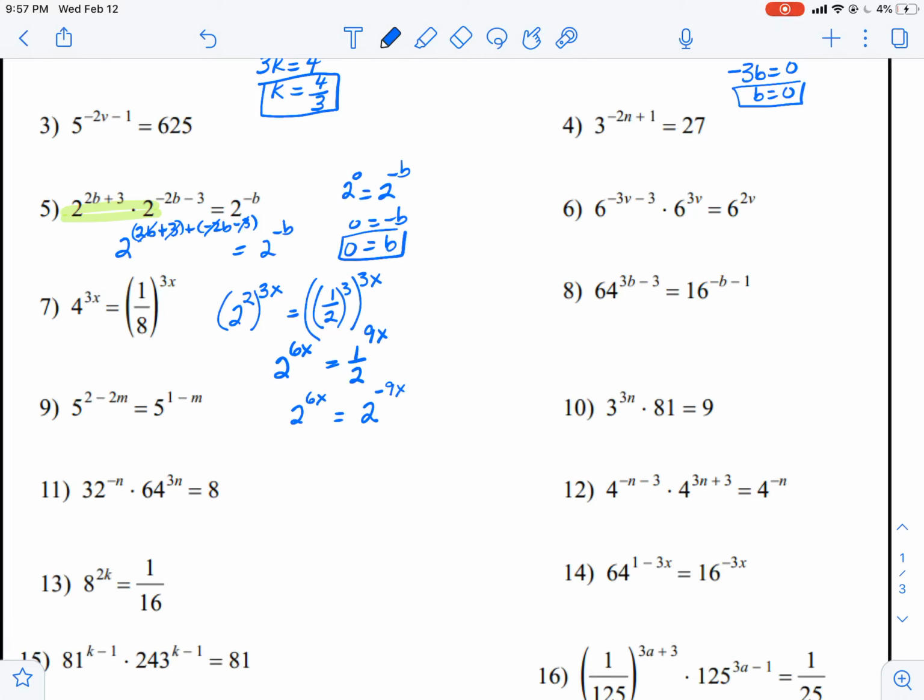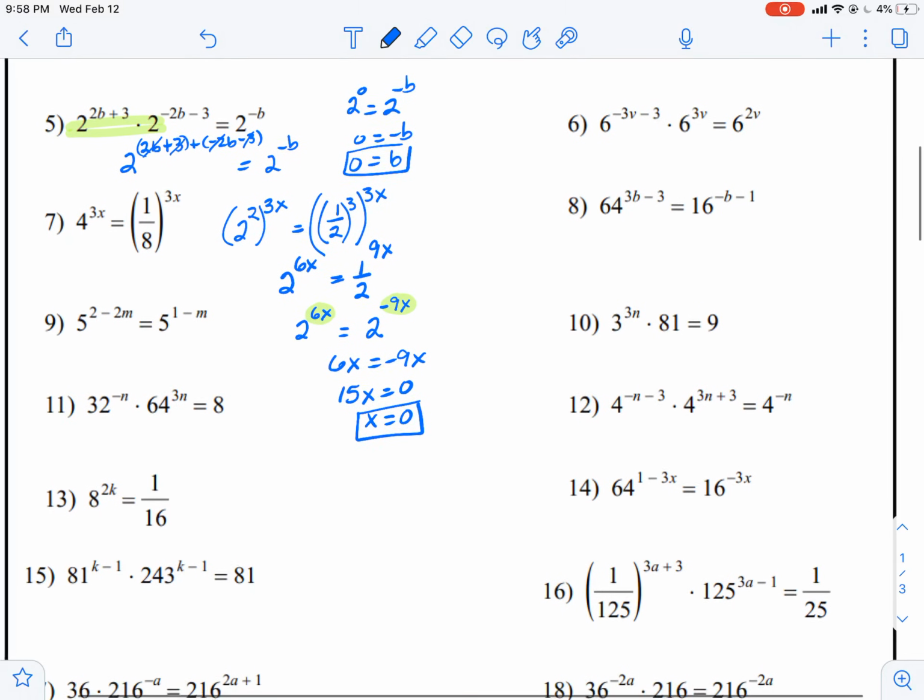My bases are the same, therefore my powers must be the same, and I'm going to have 6x equals -9x. Now, don't go and divide by x. You can't do that. You've got to move the 9x over to the same side. That gives me 15x equals 0 and x equals 0. Okay? You see what I did there?